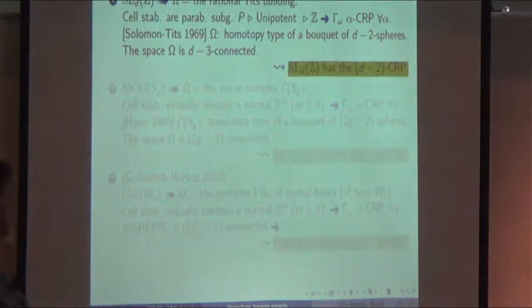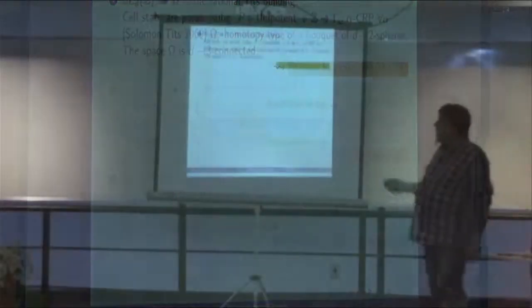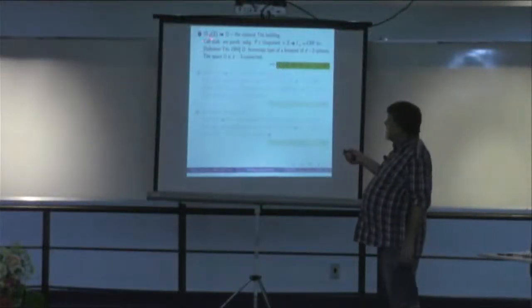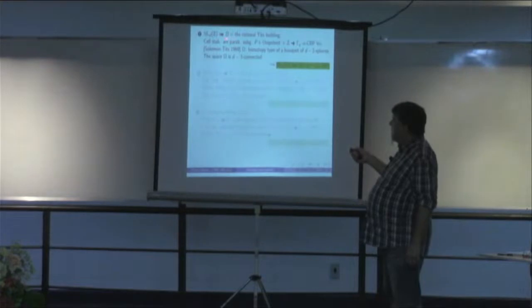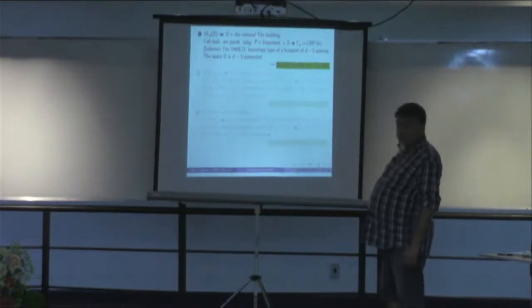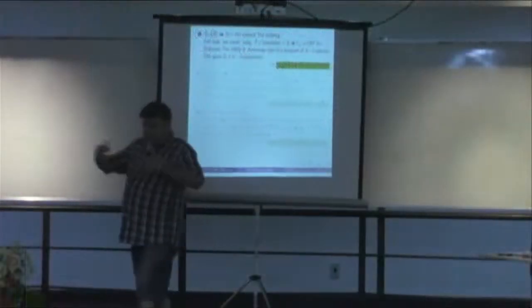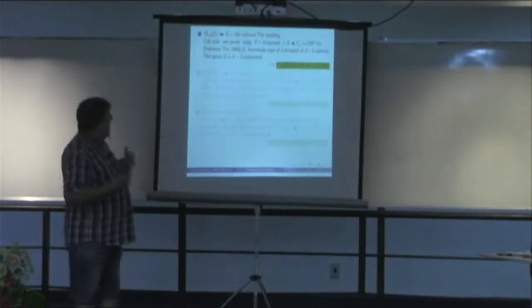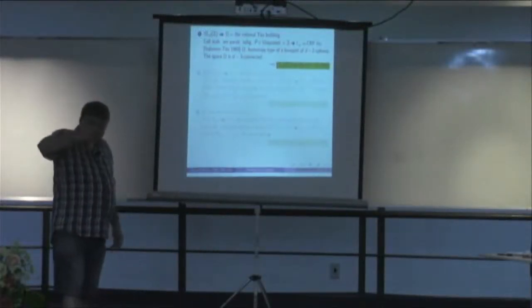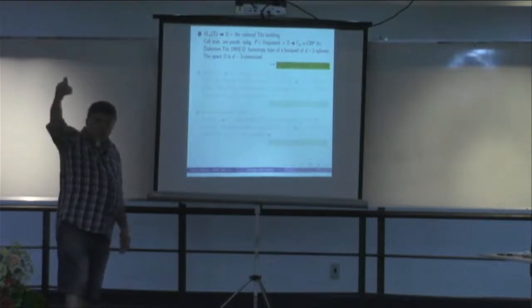And now, for our examples, for our groups, for SLDZ, the omega you will take is just the rational Tits building. When you have SLDZ, you have this building which is made by considering the action of SLDZ on Q to the D.